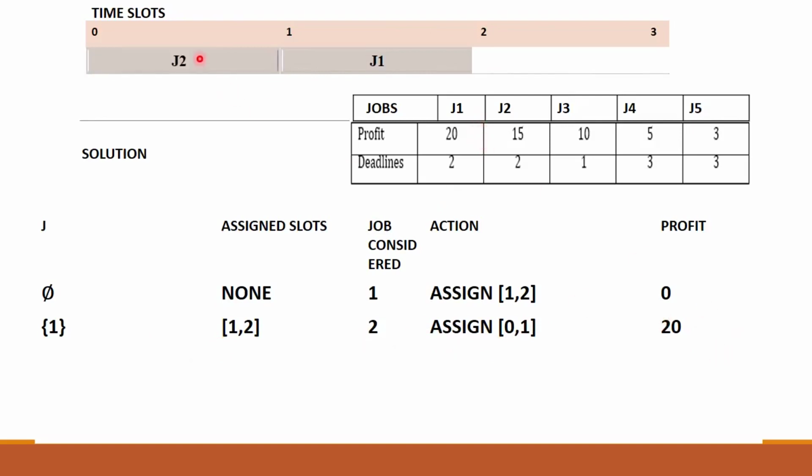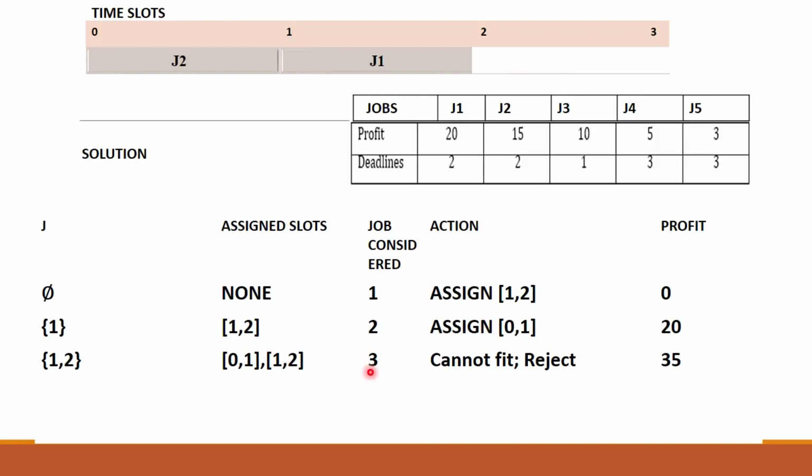I have written that job 2 is assigned. So this also completed its work. That means the jobs completed so far are 1 comma 2. From jobs 1 and 2, what is the profit you are getting? 20 plus 15, so 35. The assigned slots for jobs 1 and 2 are 0 to 1 and 1 to 2.